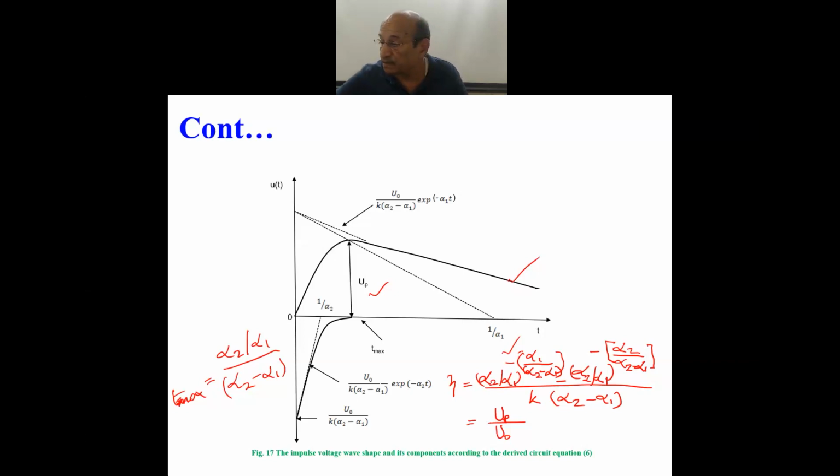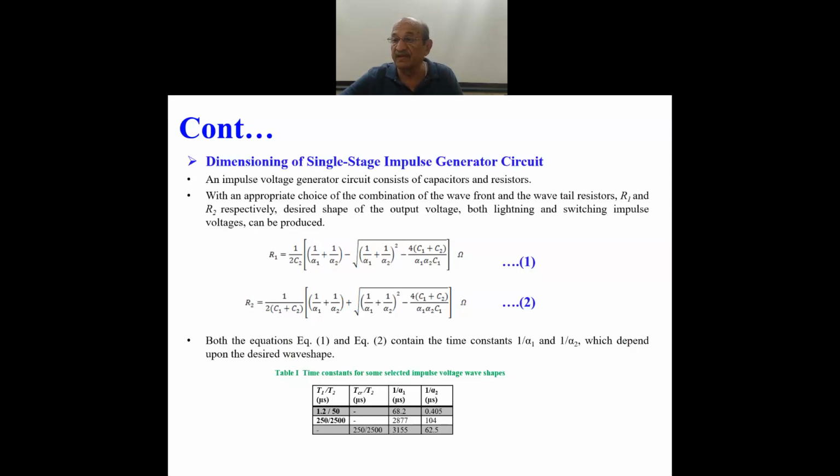So we have talked about in the last lecture for dimensioning of single stage impulse generator. R1 and R2 can be worked out like this. Yeah, the C1 and C2 do come into the picture, but the main component would be R1 and R2, the total value of R1 and R2. So, as you for T1 and T2, the dimensioning is done in this way. The time constants have been worked out.